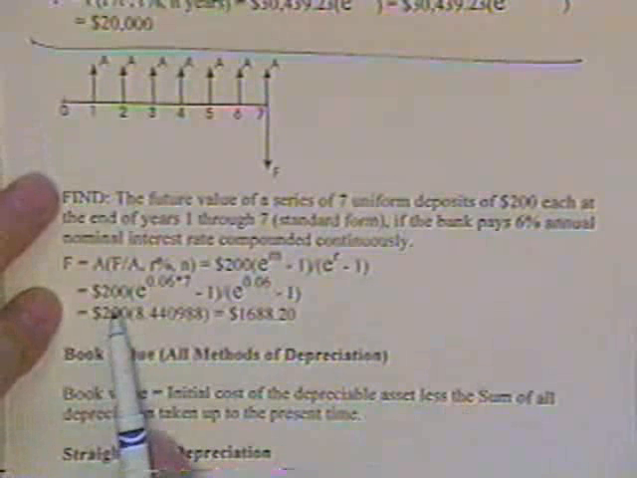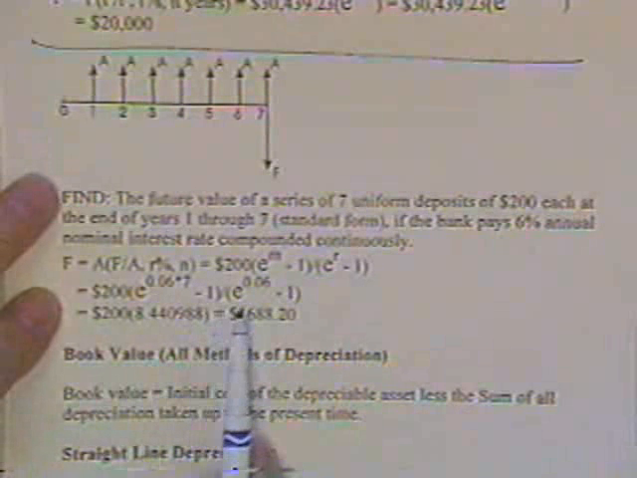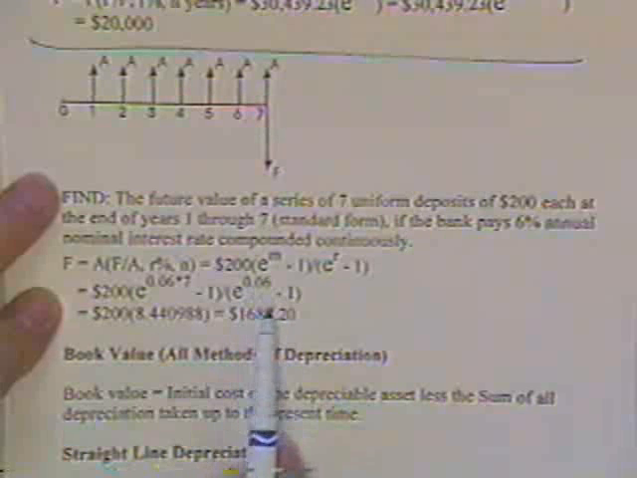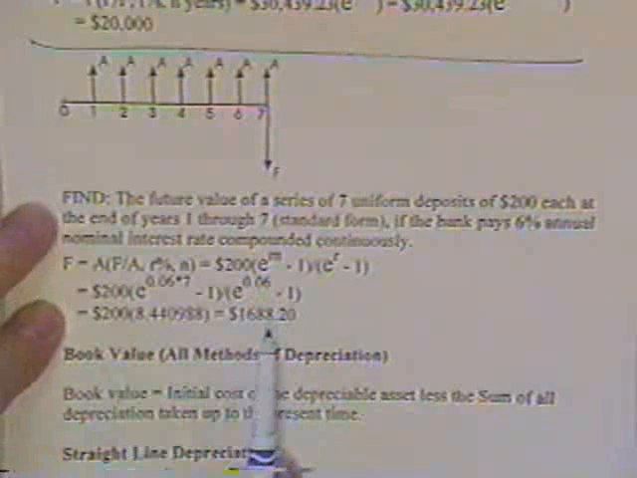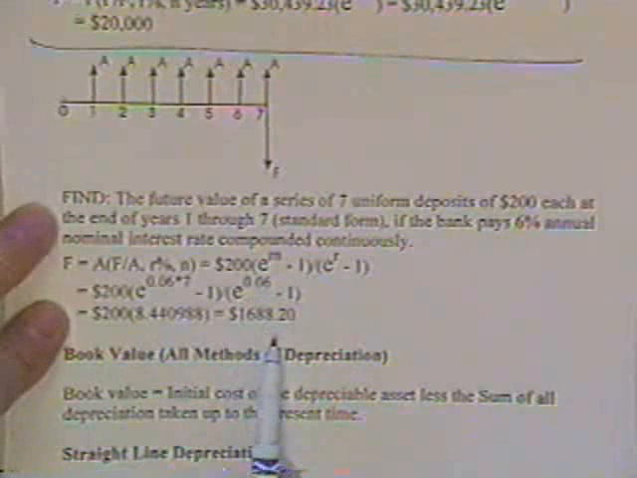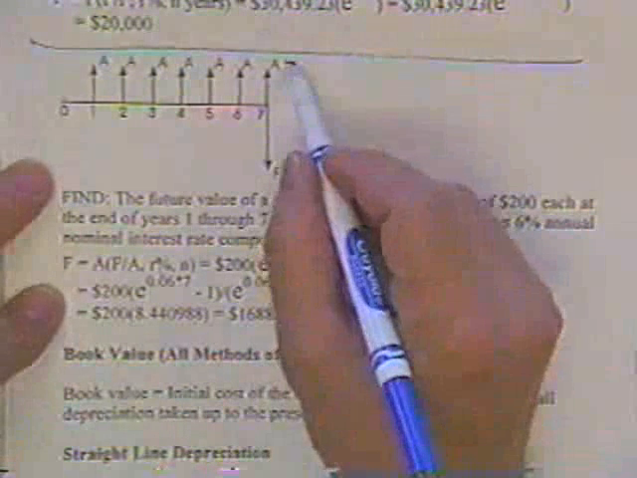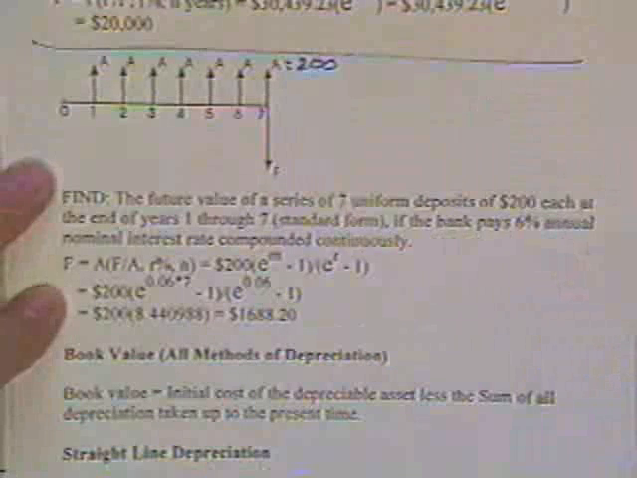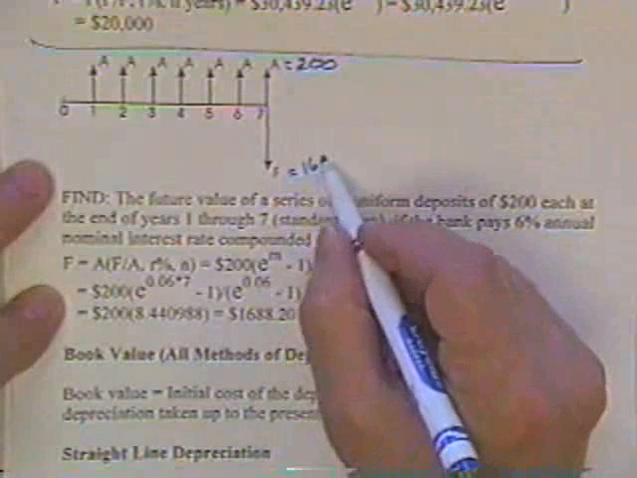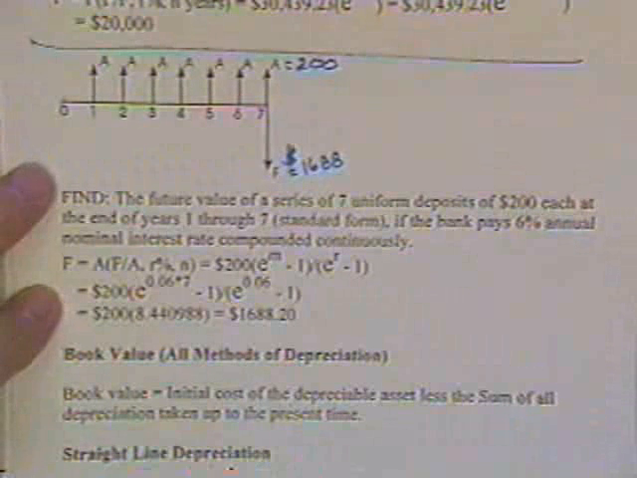It's equal to $200. You multiply e to the 0.06 times 7, subtract 1 from it, divide by e to the r value, notice this is not multiplied times n, and subtract 1 from it, and you get $1,688.20. Now that's how much you'd be able to take out. If you were willing to put in $200 each year, then you could take out $1,688 at the end of that 7-year period.